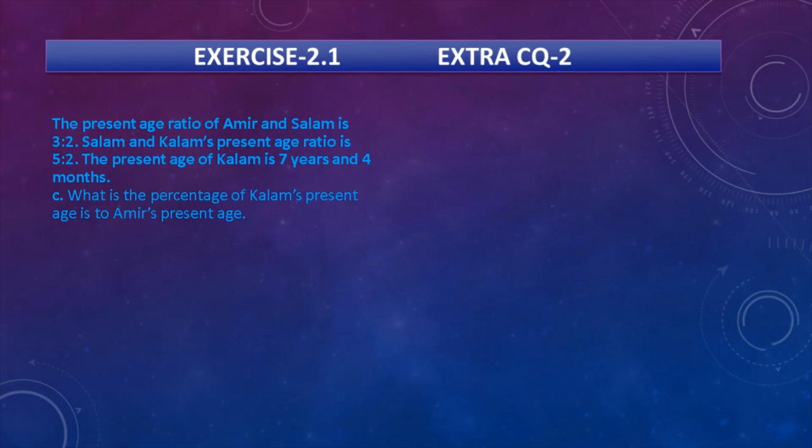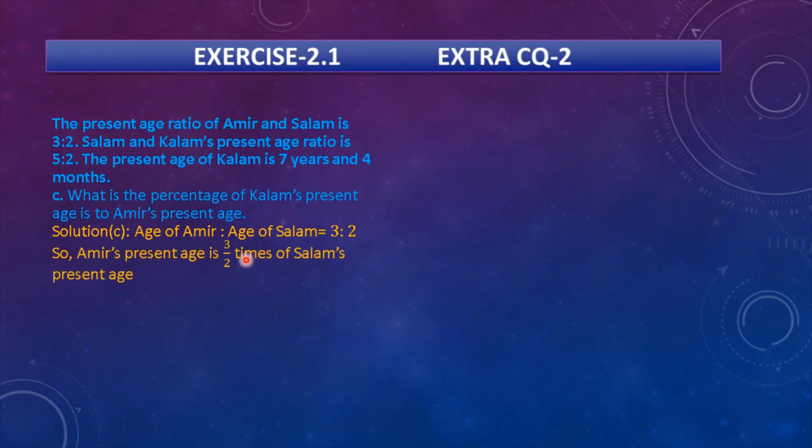You can see, my dear students, in the stem we already have Kalam's present age, but we have to find out Amir's present age. Let us see the solution. Here it is given that the age of Amir is to the age of Salam as 3:2. So Amir's present age is 3 by 2 times Salam's present age. My dear students, a ratio is one kind of fraction, so from this ratio we can write it like this. Amir's present age is 3 by 2 times Salam's present age. Now from part B, Salam's present age we got 18 whole 1 divided by 3 years, or 55 divided by 3 years.